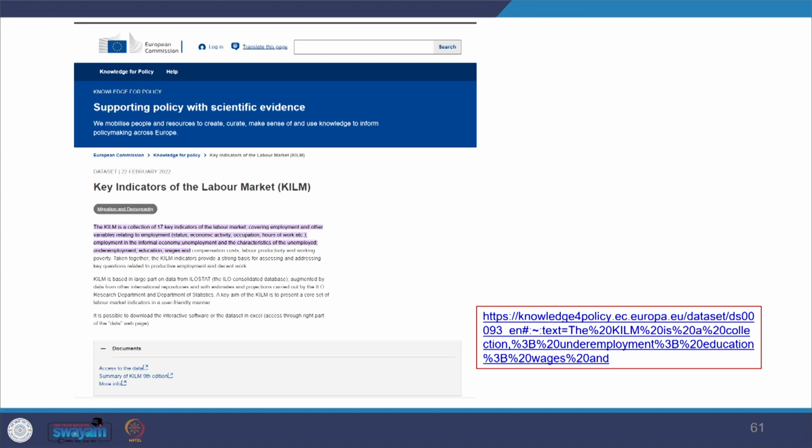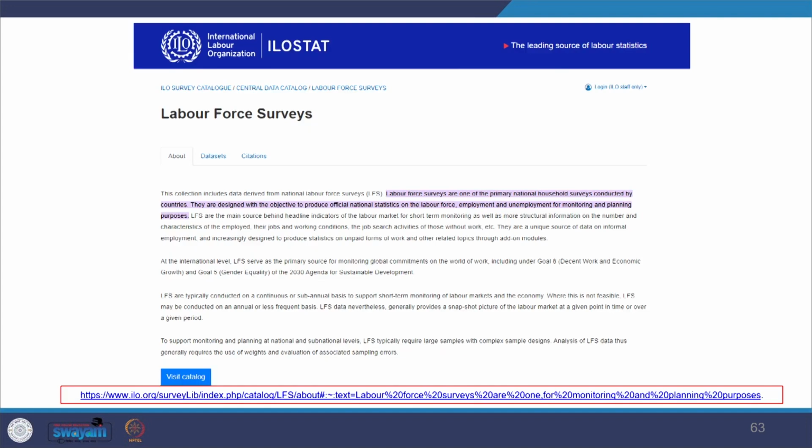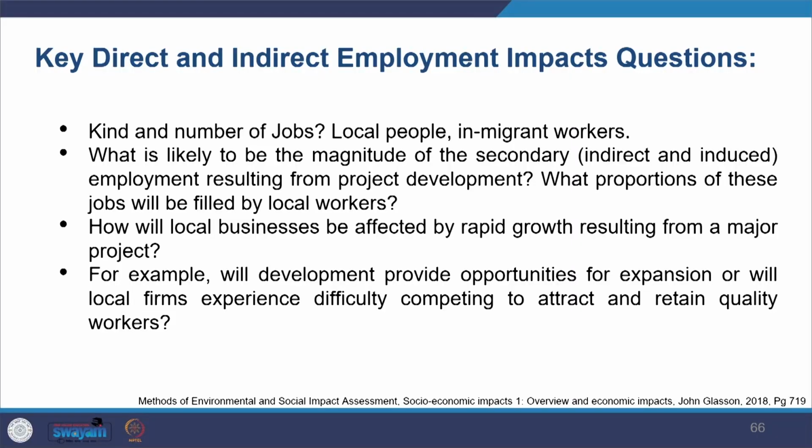And then you also have a labor force survey. This keeps compiling on the website, and keeps the data statistics all available. So I've given you a link to that as well, so you can have a look at that. And when you're looking at these aspects, you need to look at the kind of direct and indirect jobs which are going to come up. Then what will be your key questions for which you will try to find answers?